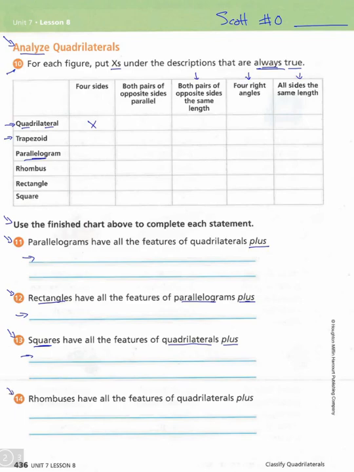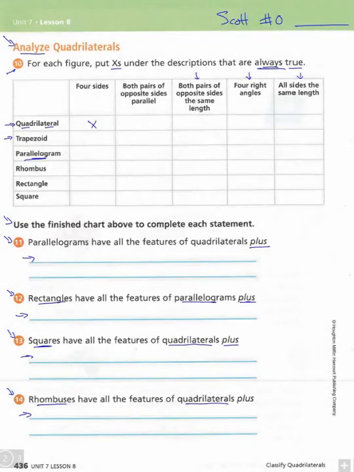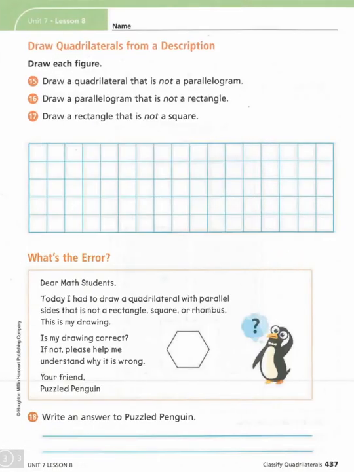Okay, so number 14, rhombuses. Rhombuses have all the features of quadrilaterals plus what? So again, list all those things, and then when you're ready to go, we'll go on to the next page. All right, so let's go on to the next page, and again, name, number, and date. And when you're ready, let's continue.